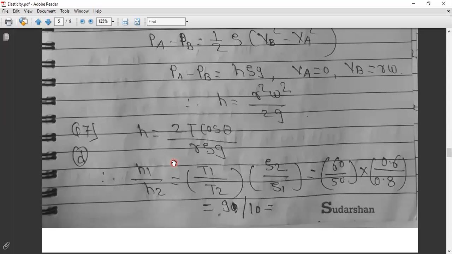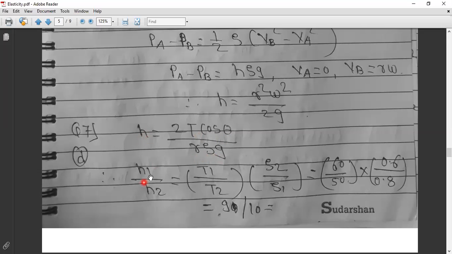For the question number 7, two capillary tubes of the same diameter are kept vertically, one each in the two liquids. The densities of these two liquids are given as 0.8 and 0.6, and the surface tensions are 60 and 50 dyne per centimeter respectively. Then the ratio of their heights of the liquid is, so according to the surface tension equation, h is equal to twice T cos theta upon r rho g.